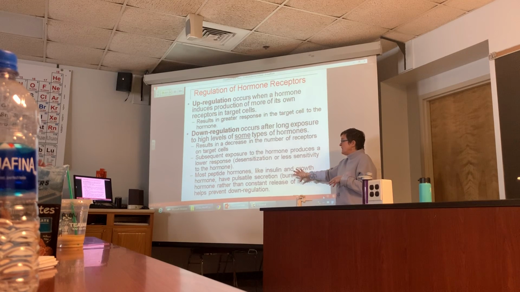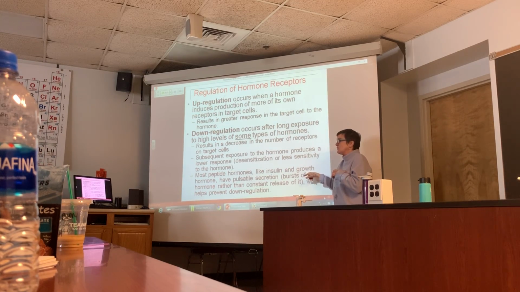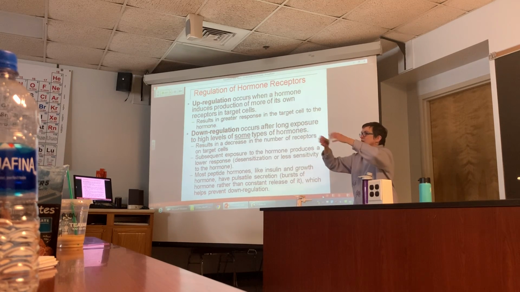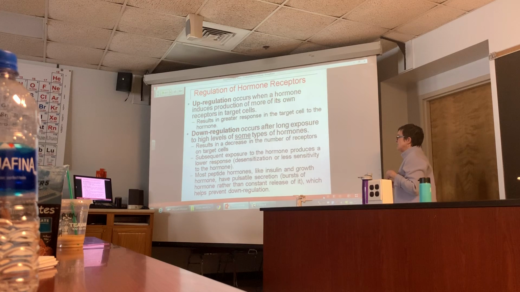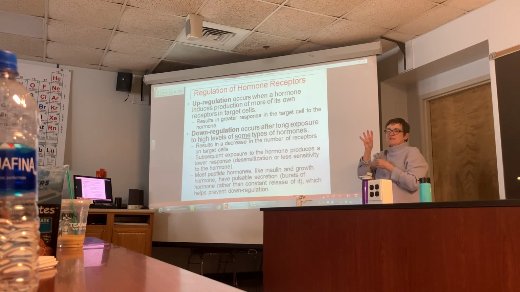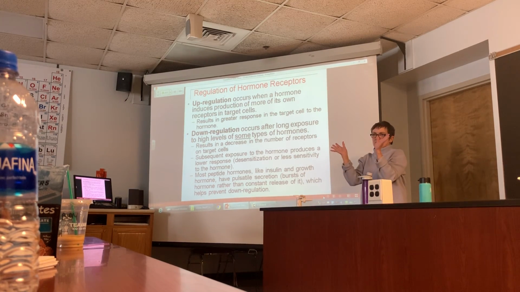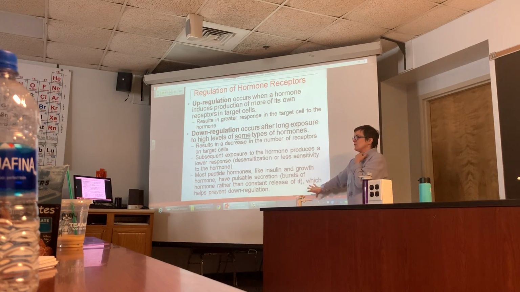Now, certain glands, like the pancreas producing insulin and the pituitary producing growth hormone, instead of releasing constant, or long, releases of hormone, will release it in pulses. They'll just release a burst of it. It's called pulsatile secretion, releasing it only when it's needed. That's supposed to help prevent downregulation, and it works most of the time.